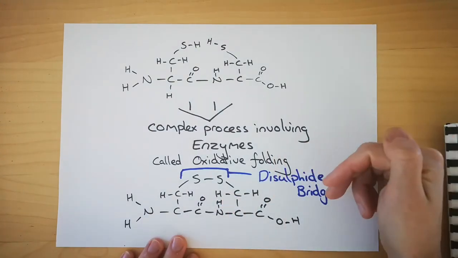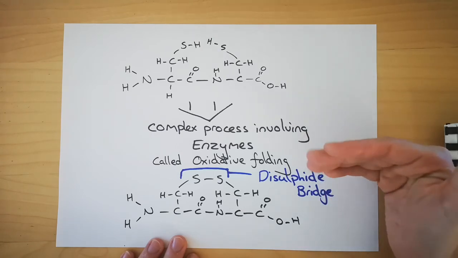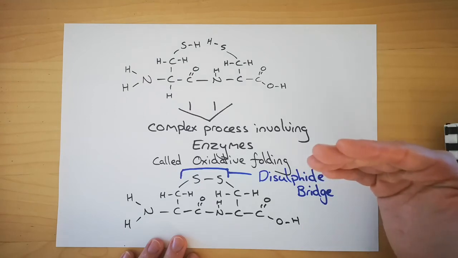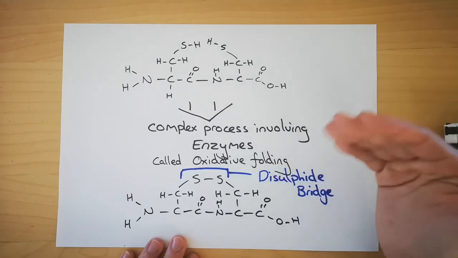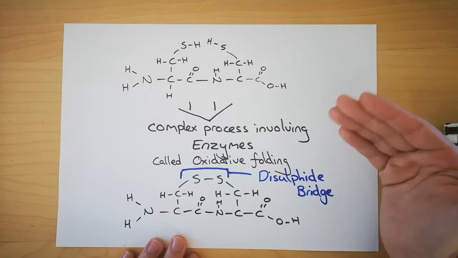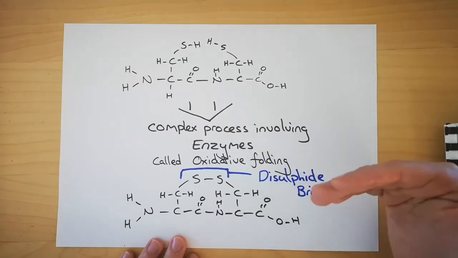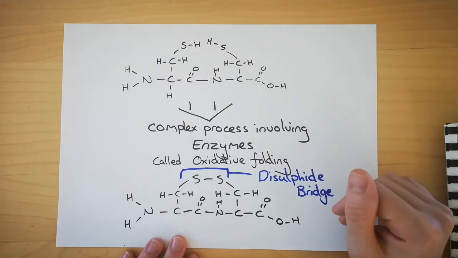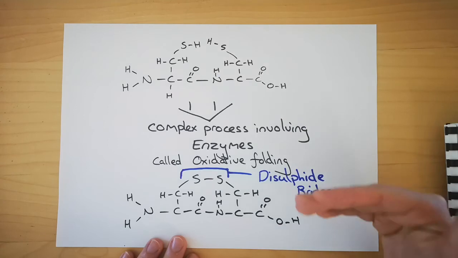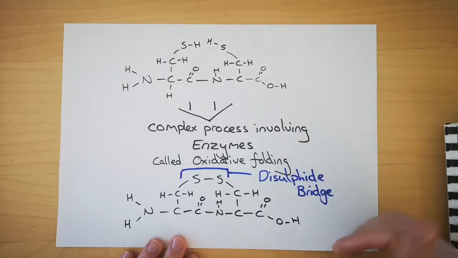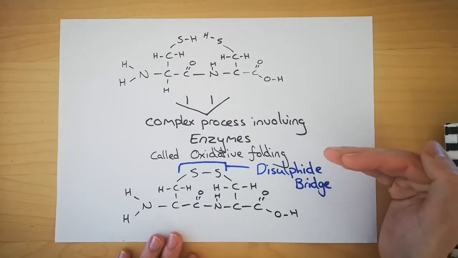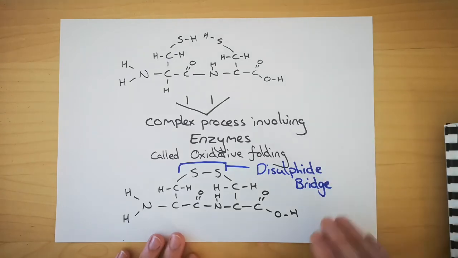It's part of the processing of the polypeptide from the primary structure into the secondary structure, or from the secondary structure into the tertiary structure, or into its final quaternary structure. It is part of the process of making the protein functional and making sure its shape is correct for its particular function. So this process is called oxidative folding, and it's catalyzed by enzymes.